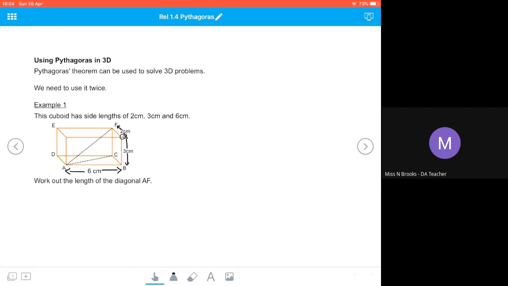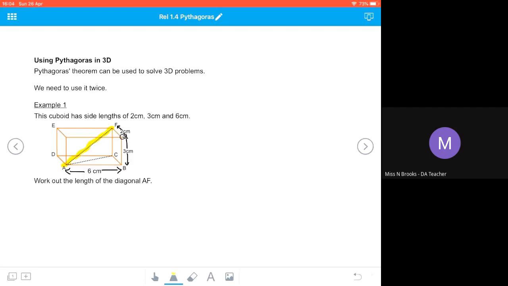And again, we're using our properties of 3D objects in order to help us work out how we can apply Pythagoras. In this first example, we've got a cuboid that has side lengths of 2 centimeters, 3 centimeters, and 6 centimeters. And we want to work out the length of the diagonal AF. That is this diagonal going across from one corner of our cuboid to the other. Sometimes you'll hear it referred to as a space diagonal. Now, how can we use Pythagoras?